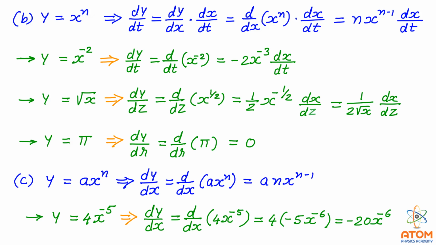So here we can remember this type of differentiation as power into multiplication, then power minus 1 and derivative of the variable. Note that here x was the variable. In this term, x is the variable, so we have taken the derivative of the variable.